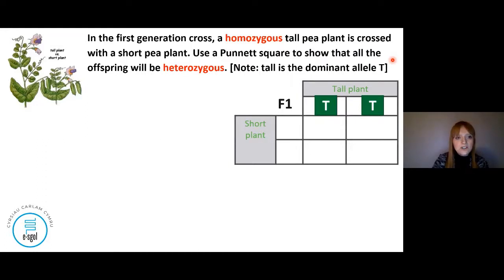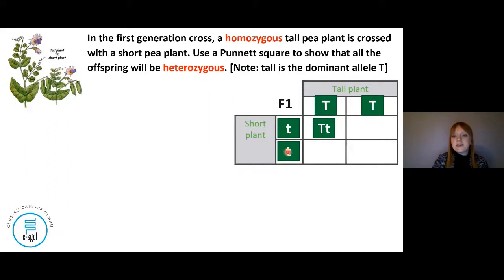Now in this question, they don't tell you whether it's homozygous or heterozygous, and that's because if it's a short plant, a recessive allele, it has to have both of the recessive alleles. So in this example, we're taking a dominant tall plant, homozygous, and we are going to cross it with a recessive homozygous short plant. So let's do that cross.